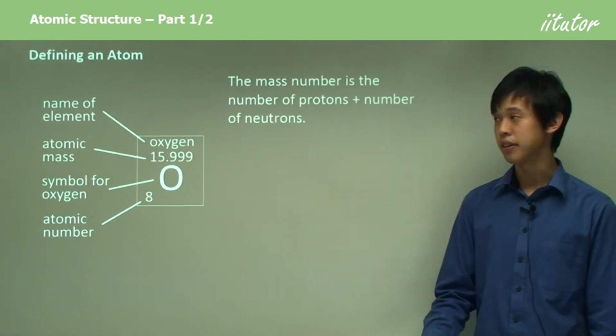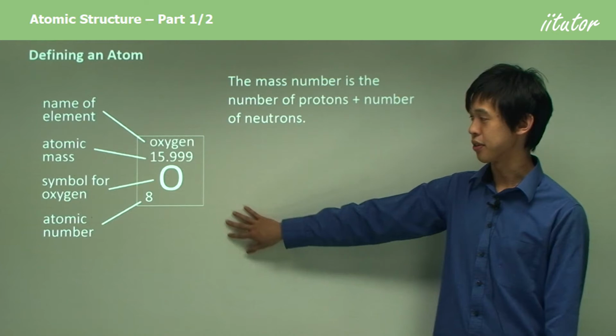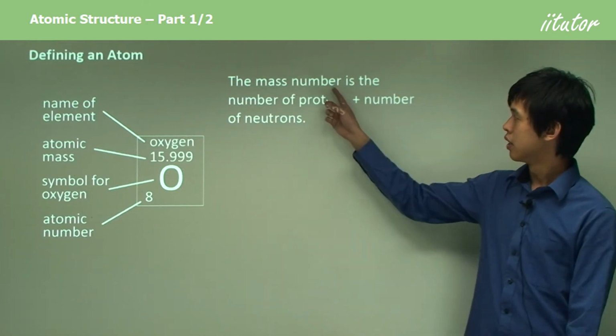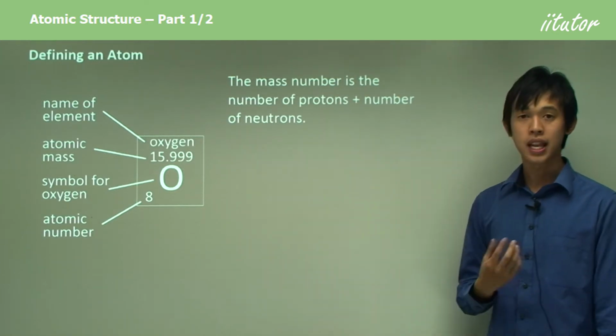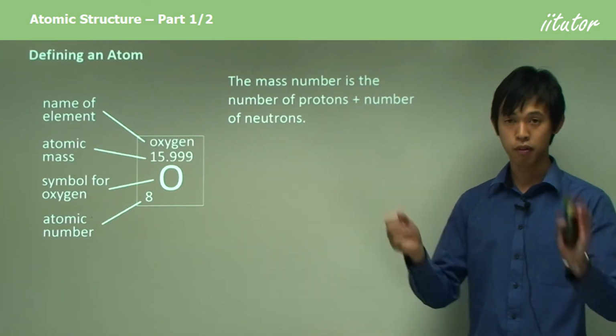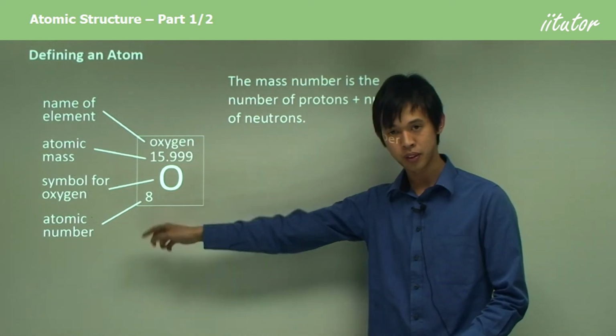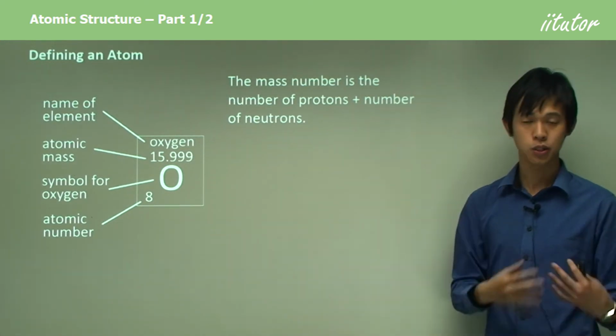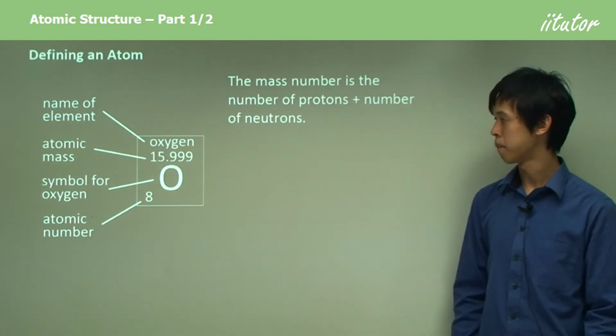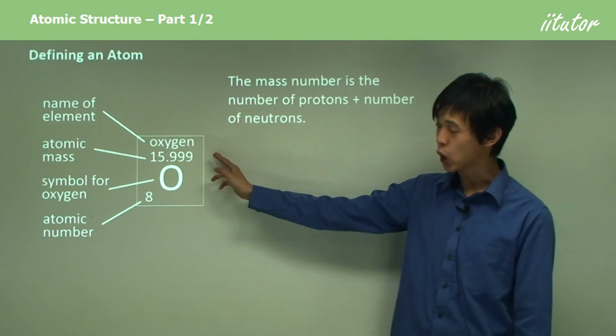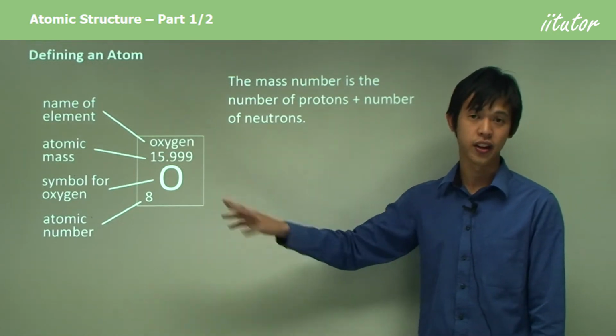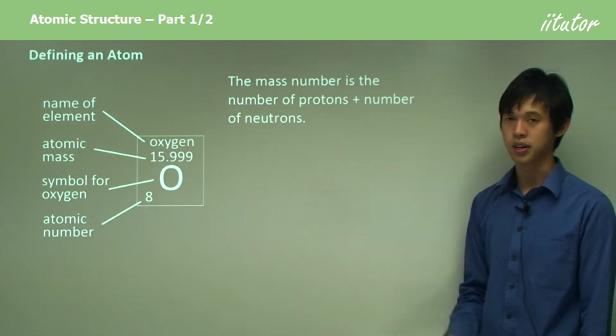Now the mass number, which is not listed here, it's also given the symbol A, is the number of protons plus the number of neutrons. So it's the number of protons, which is the atomic number, plus the number of neutrons. So that's what the mass number is. It's very, very close to the atomic mass, though it does vary a little bit. Very, very close, but not quite the same.